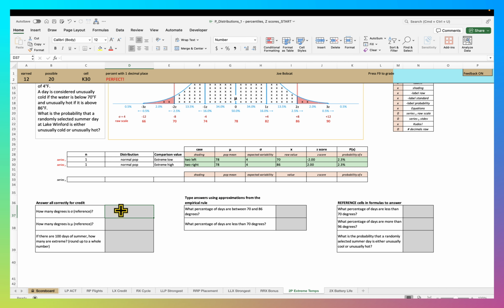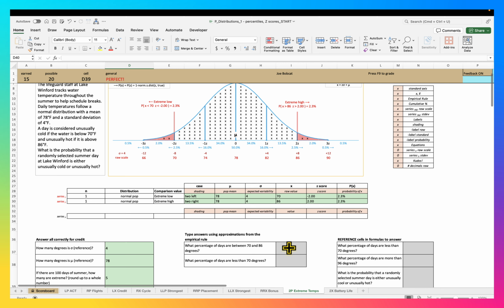How many degrees is the standard deviation? It's 4, then we'll reference it. How many degrees is mu? 78, reference it. If there's 100 days of summer, how many are extreme? So it's 2.3 plus 2.3 would be 4.6, but we're supposed to round up, so it'll be 5.